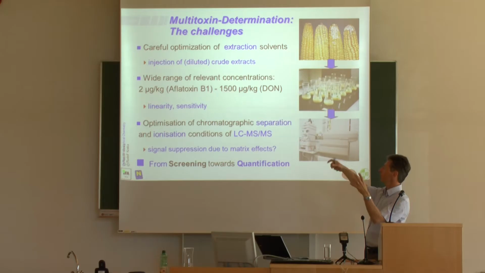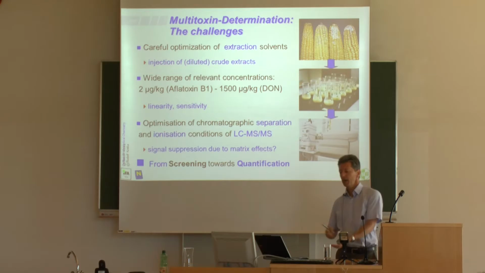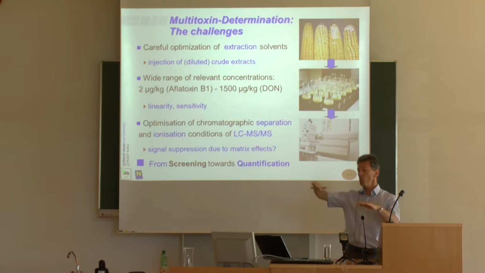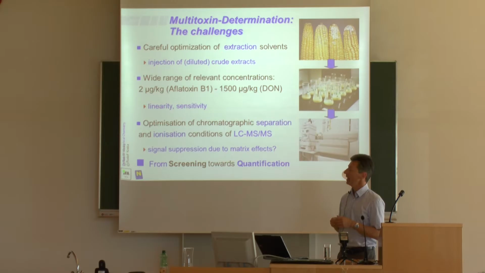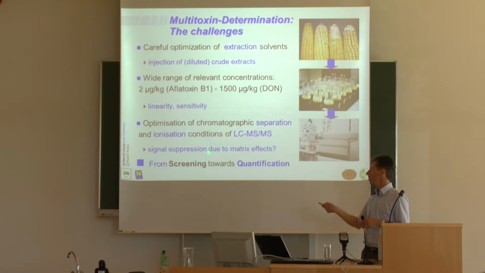In a multi-toxin approach, you have aflatoxin B1 at a low microgram per kilogram level, whereas deoxynivalenol has a regulatory limit of 1,500. So that is also a challenge as far as working range, linearity and sensitivity are concerned. Optimization of the chromatographic separation and also the ionization conditions is important. Do we have any signal suppression in the electrospray, or matrix effects?